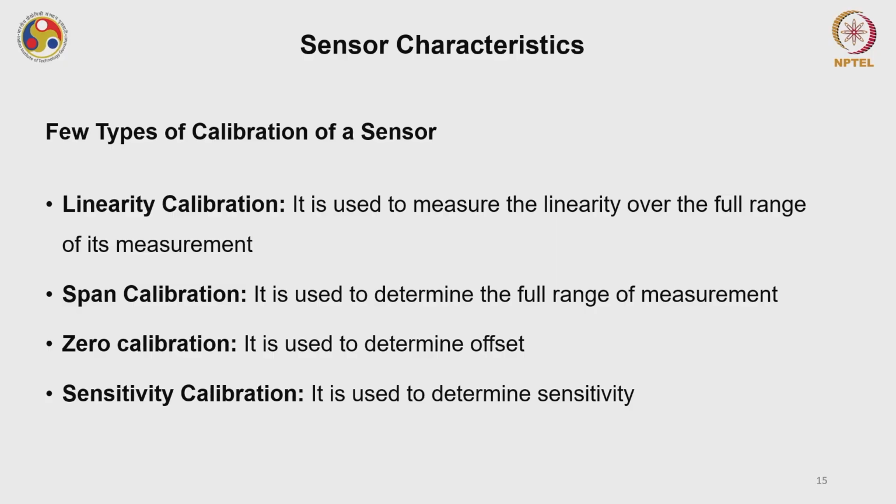Then let us see some types of calibration of sensors. One type is linearity calibration. It is used to measure the linearity over the full range of its measurement. Depending on which characteristic you require, you can have different types of calibration. Similarly, we have span calibration, which is used to determine the full range of measurement. Say I have a temperature sensor that can work from minus 200 degrees Celsius to 800 degrees Celsius or so. What I have to find is the span, which is 800 minus (minus 200), which means it is around 1000 degrees Celsius.